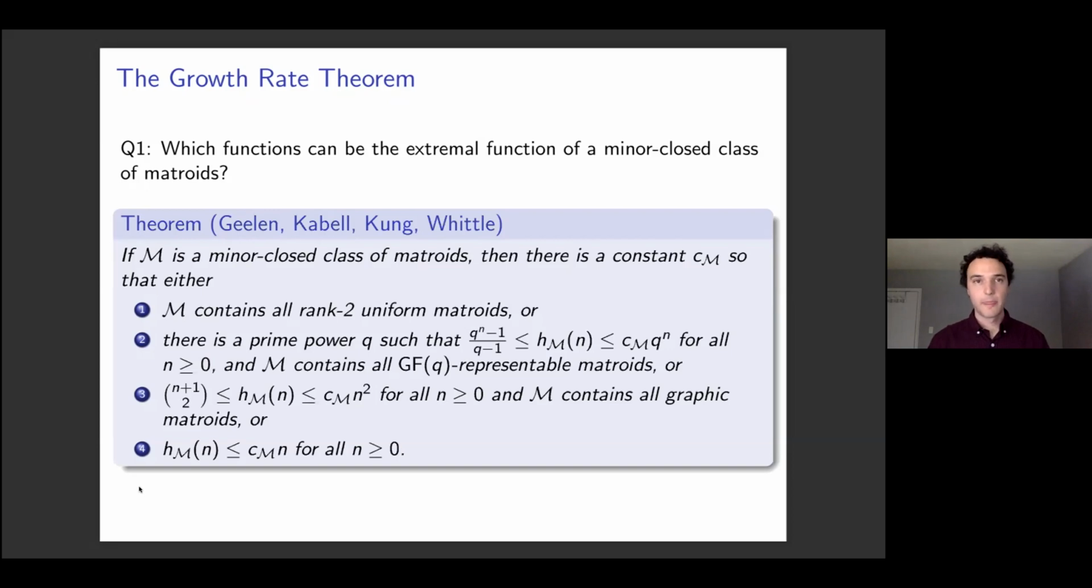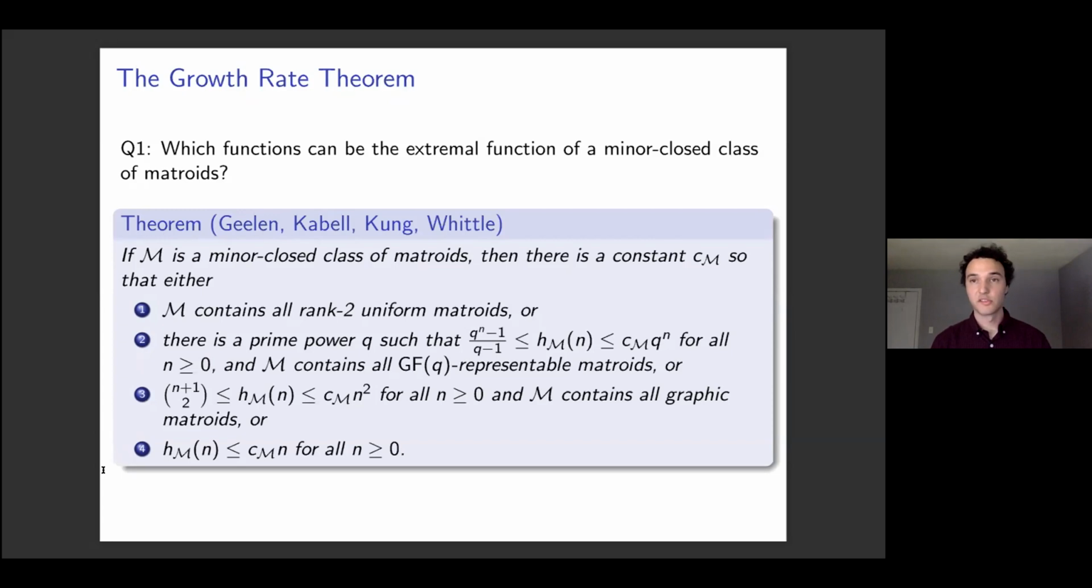So that's great. However, it'd be even better if we could answer question 1 precisely. So precisely which functions can be the extremal function of a minor closed class of matroids. And using the growth rate theorem, we can ask this question separately for classes of type 2, 3, and 4. Those classes are called base Q exponentially dense for classes of type 2. Classes of type 3 are called quadratically dense, and classes of type 4 are called linearly dense.